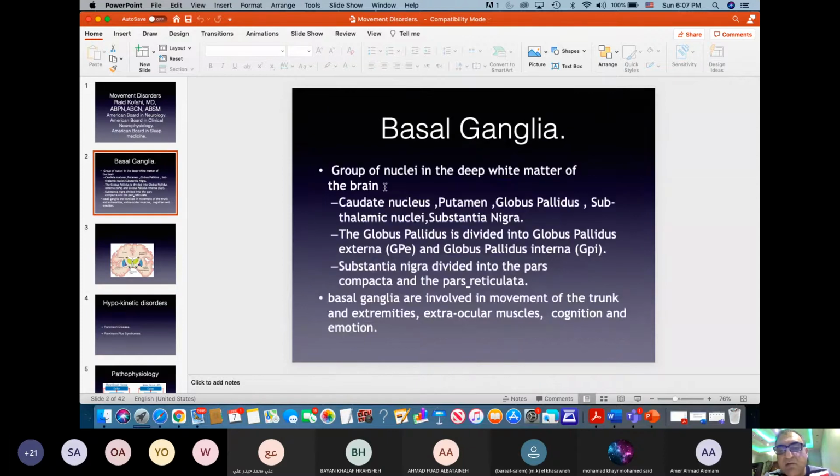So if we go back to the slide, the caudate nucleus, putamen, globus pallidus, subthalamic nuclei, and substantia nigra, these comprise the basal ganglia. The globus pallidus, as we said, is divided into globus pallidus externa and interna, and substantia nigra divided into pars compacta and pars reticulata. Now, most of the basal ganglia is involved in facilitation of movement. However, it has other functions, including facilitation of extraocular movements, and it plays also a role in cognition and emotion.